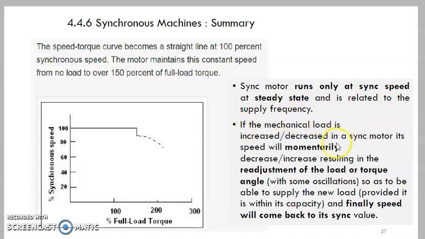If the mechanical load increases or decreases, you add or reduce load, the motor speed will momentarily decrease a little for a short time, then it will be readjusted by the load torque angle with some oscillation. Then it will come back to the synchronous speed value. It will feel some readjustment of the load or torque angle, then you come to the synchronous speed again.